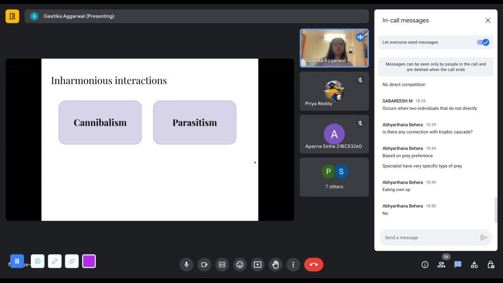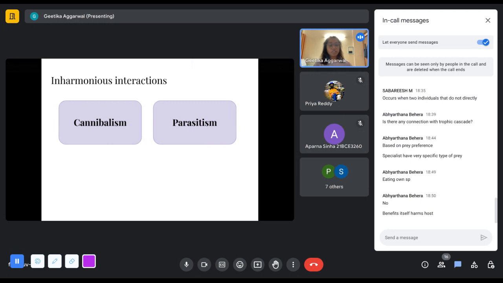Yeah. Second one would be parasitism. So you all must be aware of parasitism. What is a parasite? Benefits itself, harms the host. Yes. So basically, in parasitism, there's a parasite, there's a host, and the parasite is going to derive benefits from the host, and in turn is going to harm the host.